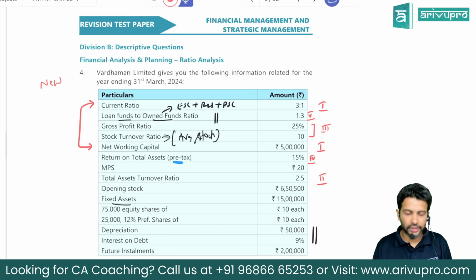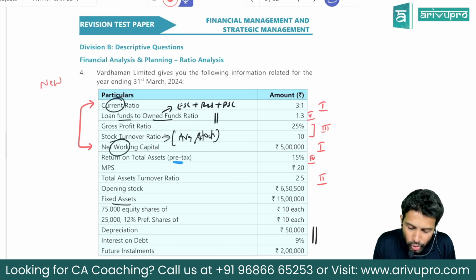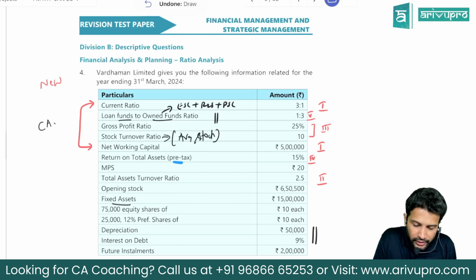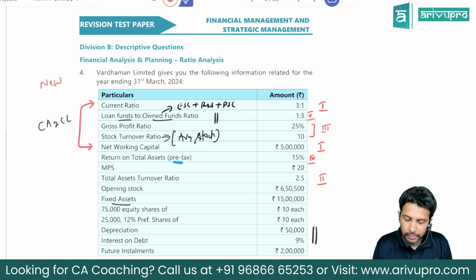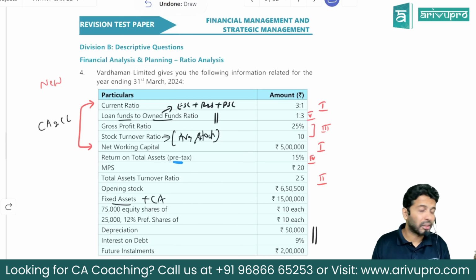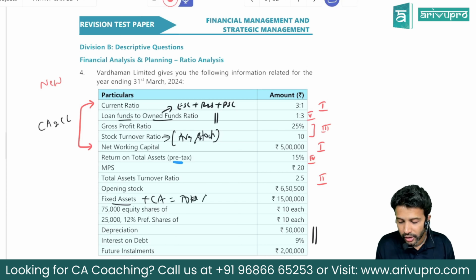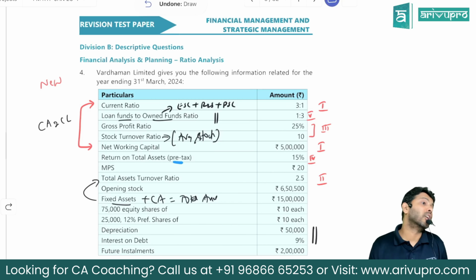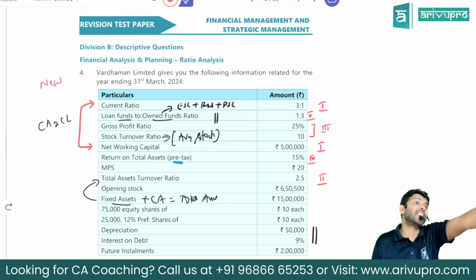Then they have given fixed assets. Great. The moment I see fixed asset, I'll have a big smile on my face. Why? Sir, from these two components, what will I get? I'll get current assets and I will get current liability. I have my fixed asset. I already got my current asset. That means by adding these two, what am I going to get? Total assets. And here, what did they give you? Total asset turnover ratio. So using this, I can find out sales.